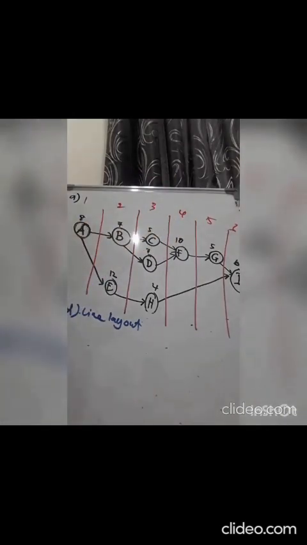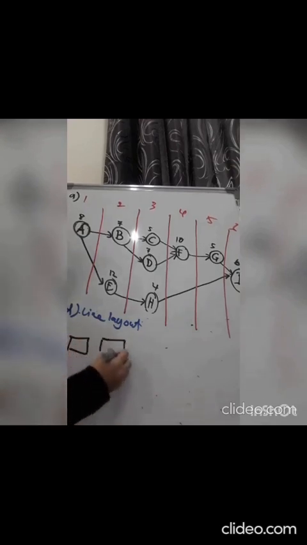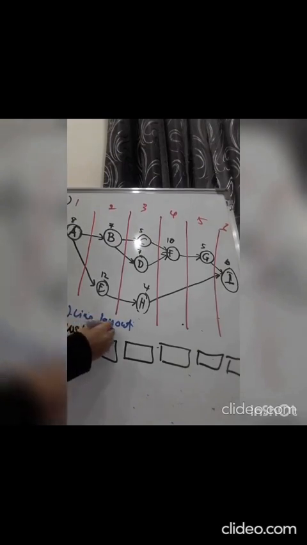Okay, so line layout here. First thing is you draw the workstations. Tadi kita dah calculate, we should have 6 workstations. So you draw 6 boxes, representing the 6 workstations. Nampak tak? Okay, so this will be workstation number 1, workstation 2, 3, 4, 5, and workstation 6.